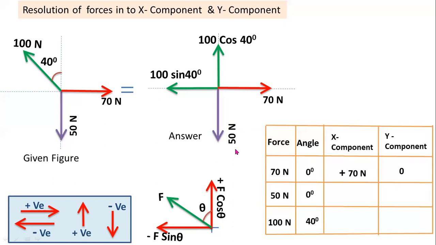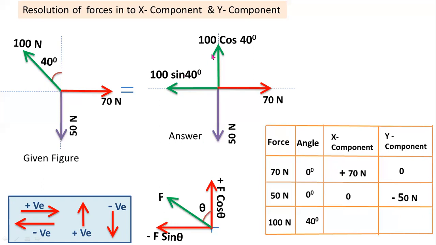And the next force is 50 newtons. This 50 newtons force lies on the y-axis. That's why you have to consider the y component only. This force is acting downward, so minus 50. Minus sign indicates downward direction. Minus 50, and the x component is 0.